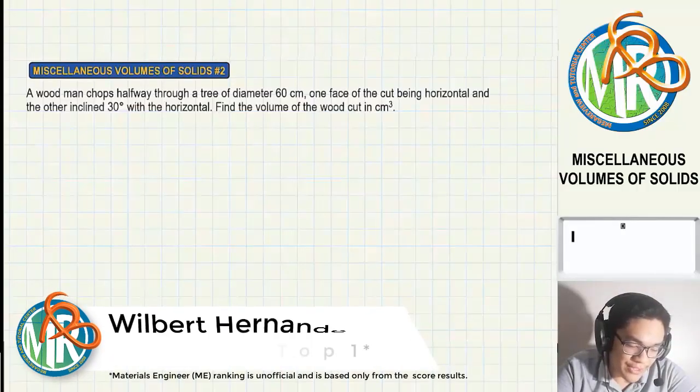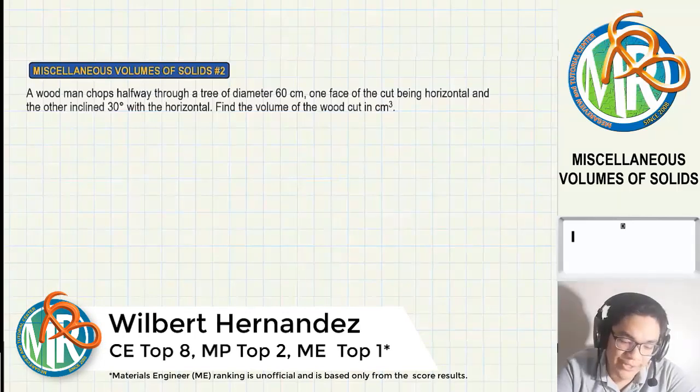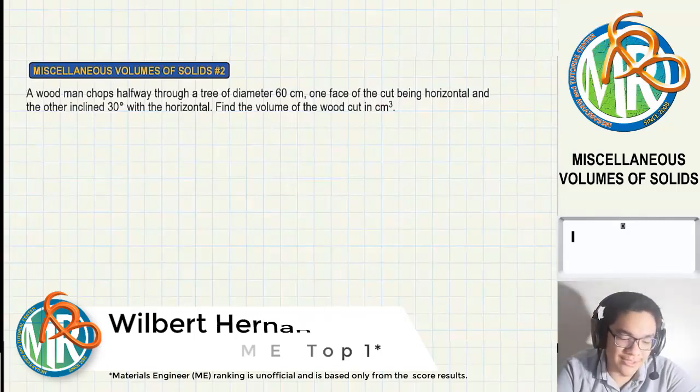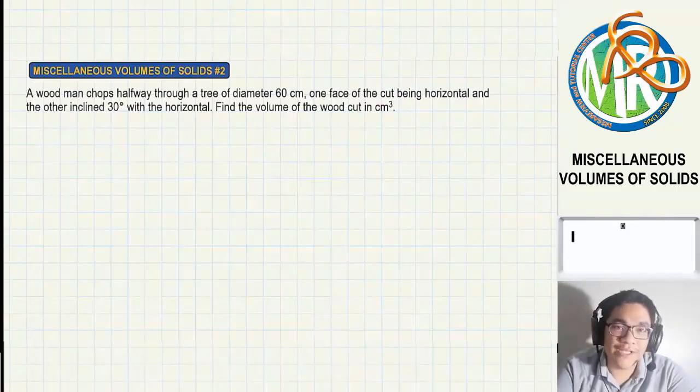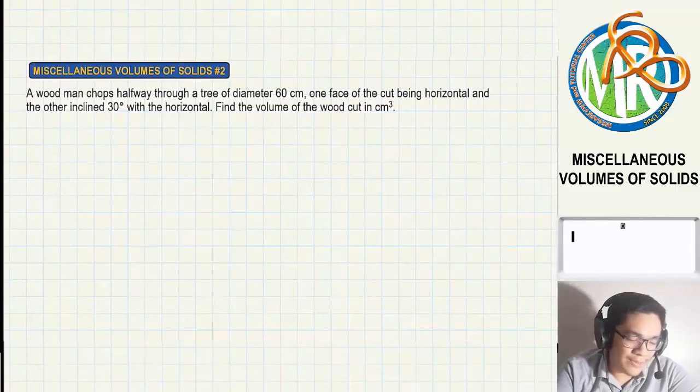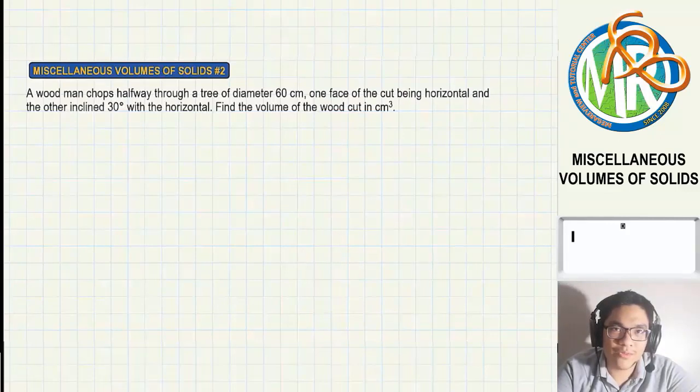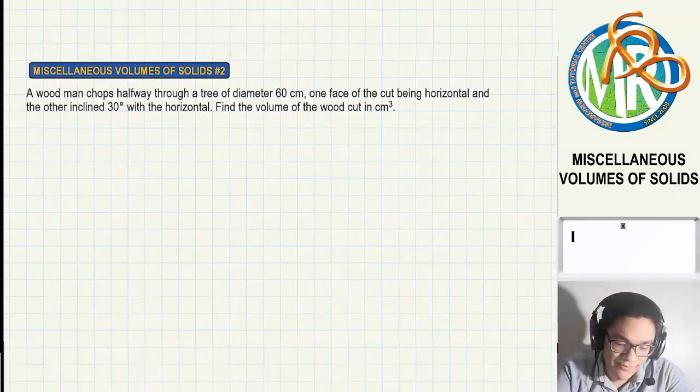A woodman chops halfway through a tree of diameter 60 centimeters, one face of the cut being horizontal and the other inclined 30 degrees with the horizontal. Find the volume of the wood cut in centimeters cube. Okay? So, para dito sa problem, ganun din siya, similar dun sa unang problem. So, dapat, ma-imagine natin ano yung volume na pinapasolve based dun sa conditions na binibigay ng problem natin.